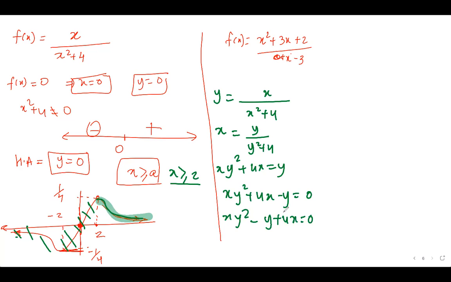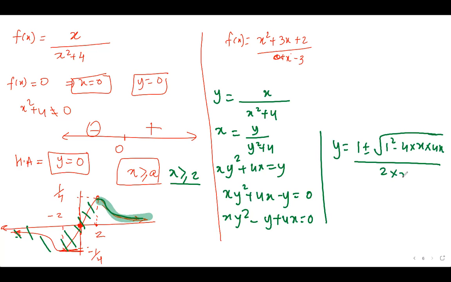So treat x like a constant, and then you can apply the quadratic formula. So y is going to be negative b, which is 1, plus or minus root of b squared, so 1 squared minus 4 times x times 4x, upon 2 times x. So it'll be y equals 1 plus or minus root of 1 minus 16x squared, upon 2x. So these are the possible inverses.